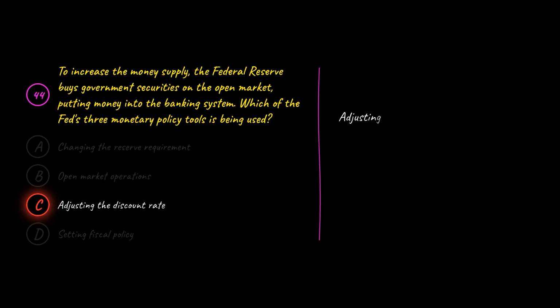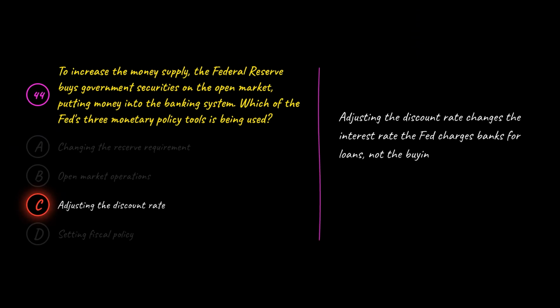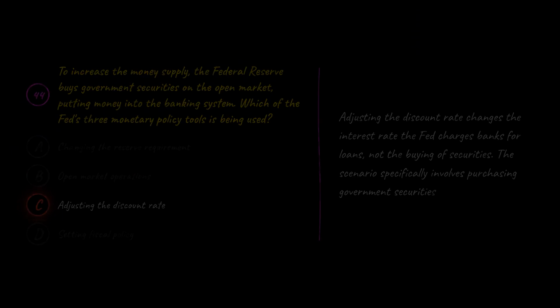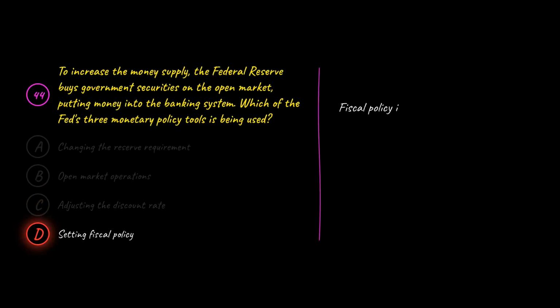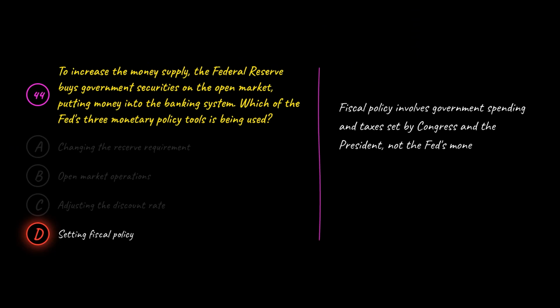C is wrong because adjusting the discount rate changes the interest rate the Fed charges banks for loans, not the buying of securities. The scenario specifically involves purchasing government securities. D is wrong because fiscal policy involves government spending and taxes set by Congress and the President, not the Fed's money supply tools. Buying securities is monetary policy carried out through open market operations.